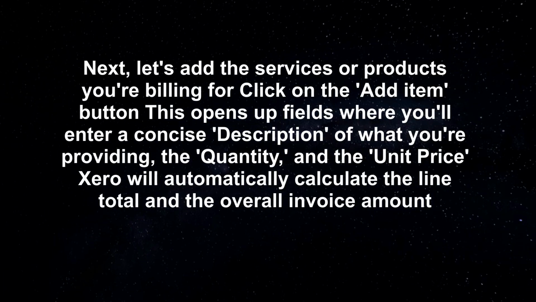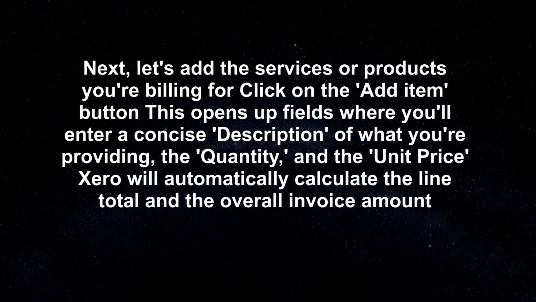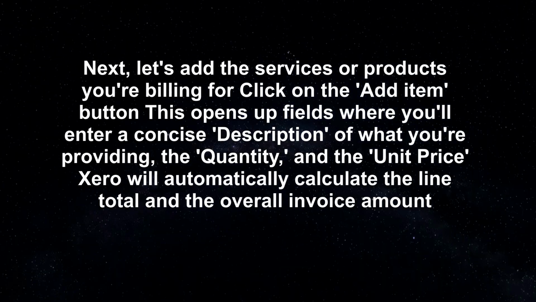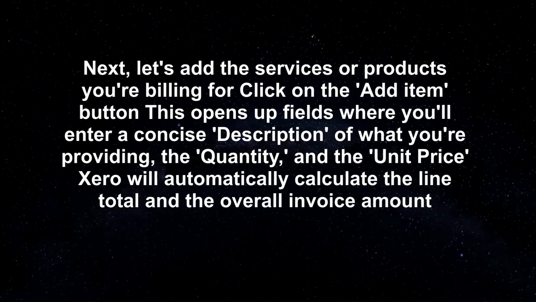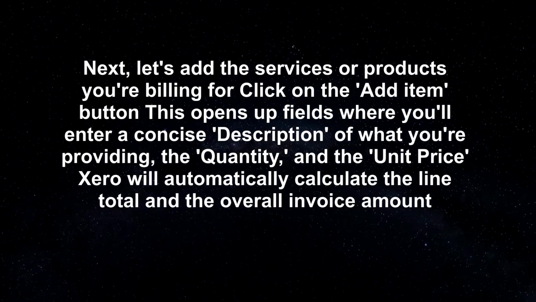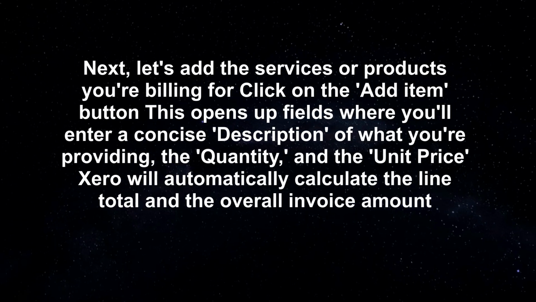Next, let's add the services or products you're billing for. Click on the Add Item button. This opens up fields where you'll enter a concise description of what you're providing, the quantity, and the unit price. Xero will automatically calculate the line total and the overall invoice amount.